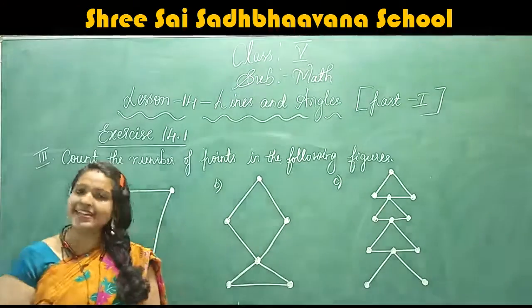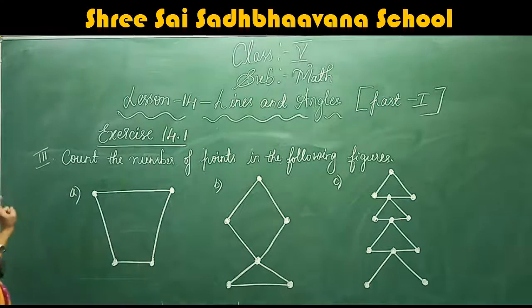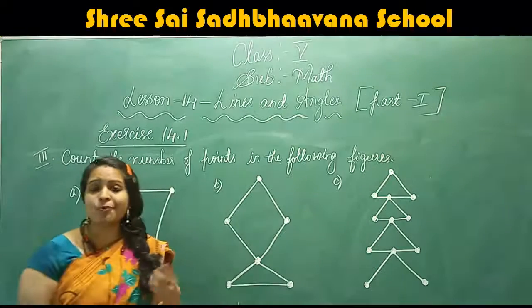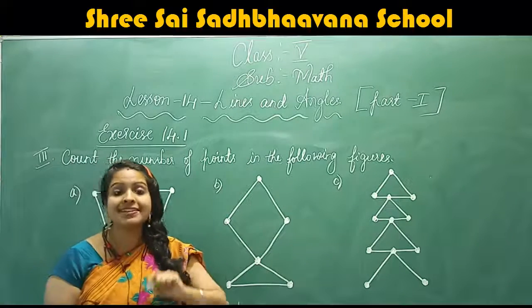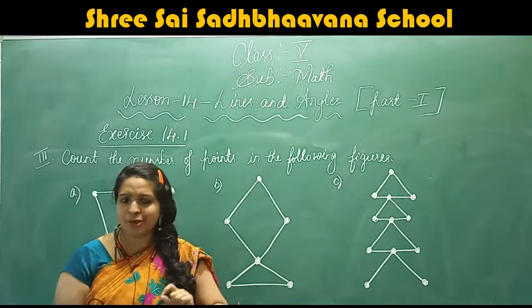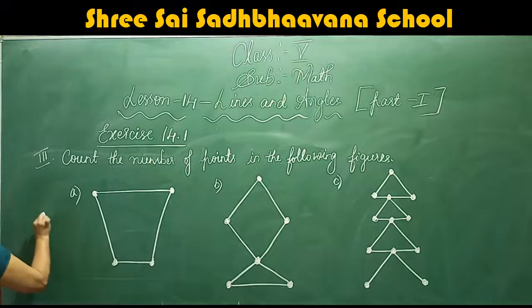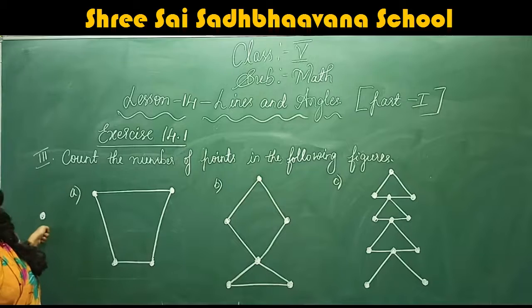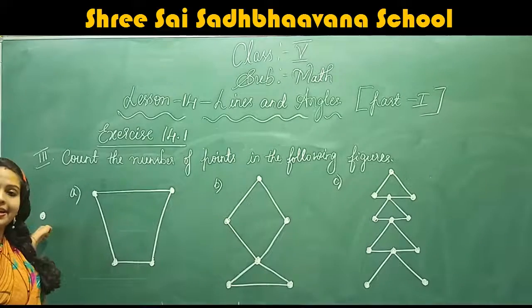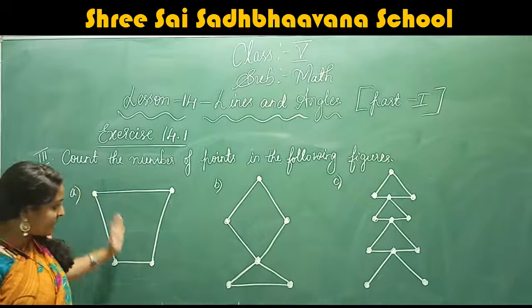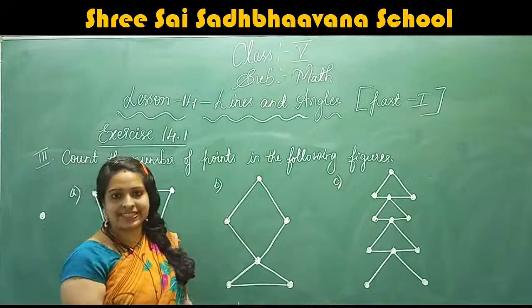Children, now let us discuss the third main. So see here, count the number of points in the following figures. So here what we have to do? We have to count the number of points. So what do you mean by the points, children? Point is nothing but this. Okay, point is represented by a dot. This dot is called a point. So we have to find in each figure how many points are there.